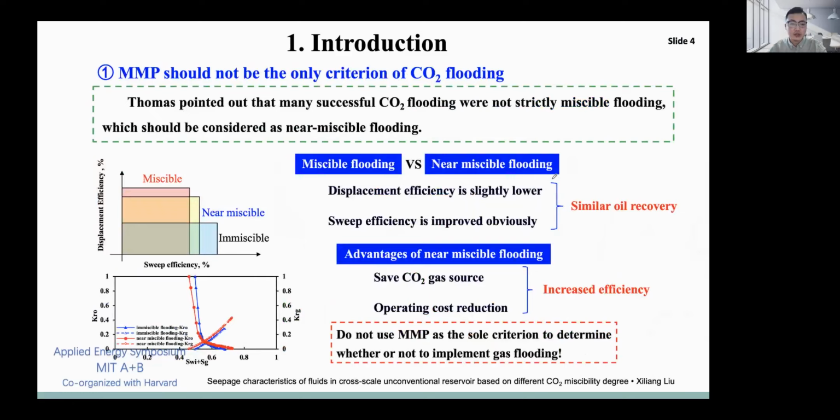The first one is MMP should not be the only criterion of CO2 flooding. Thomas pointed out that many successful CO2 floodings were not strictly miscible flooding, which should be considered as near-miscible flooding. Compared with miscible flooding, near-miscible flooding has many advantages.